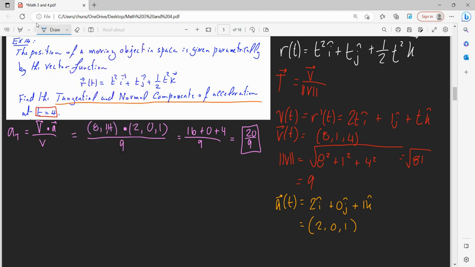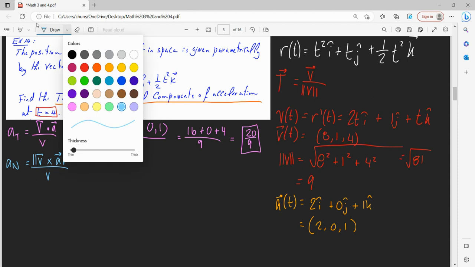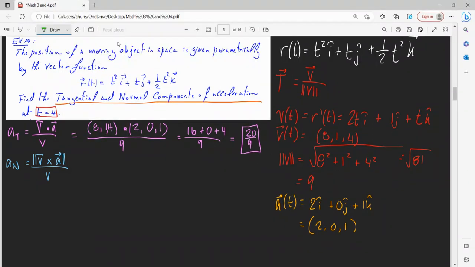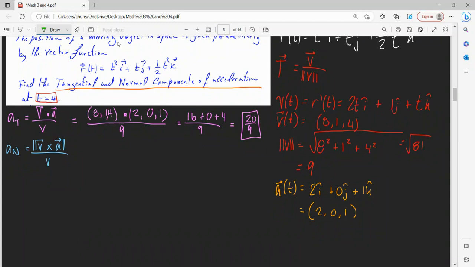And now for the normal component, we need the cross product of velocity and acceleration. So we'll find that on our own separately, and this is over speed. So let's just break off for a second on the side, and we'll find the cross product of v times a, and then we'll take its magnitude.